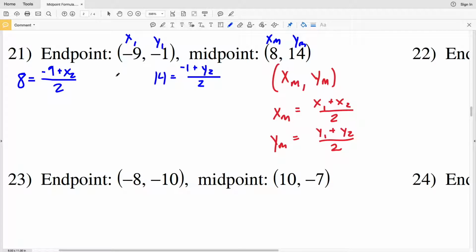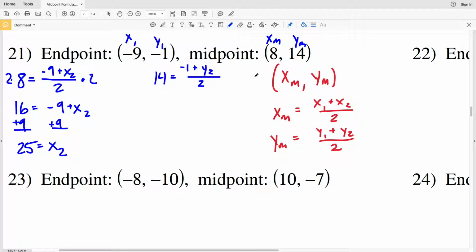So what we're going to need to do in both of these is multiply by 2. So multiplying the right-hand side by 2 and the left-hand side by 2. 2 times 8 is 16, so I have 16 equal to negative 9 plus x sub 2. And we multiply by 2 in order to get this 2 out of the denominator. So then all I need to do is add 9 to each side to get that 25 is equal to x sub 2. And remember that x sub 2 is the x coordinate or the x value for the other endpoint that we're trying to locate.